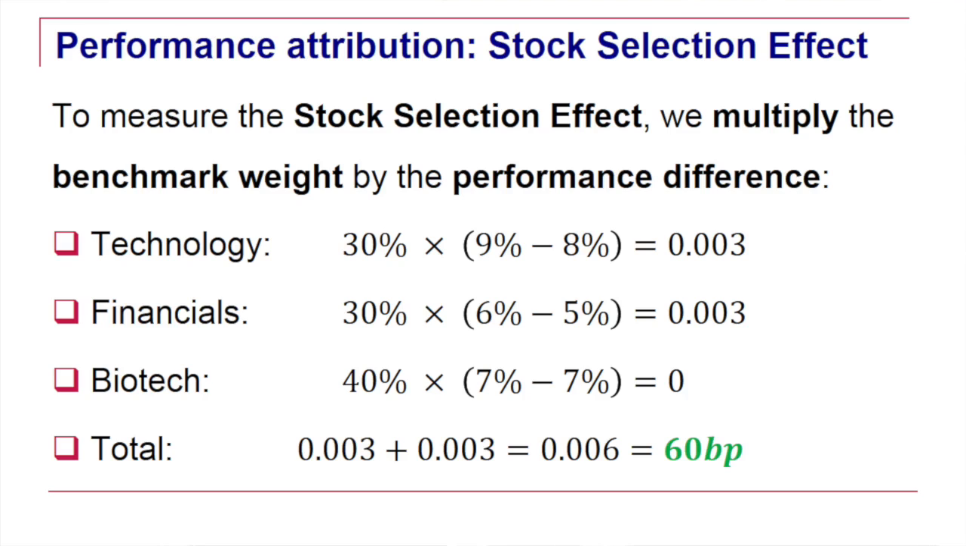We can measure something very similar when looking at the stock selection effect by looking at the benchmark weight multiplied by the performance differences. This time what we're doing is looking at the asset allocation in the benchmark and looking at the excess performance generated by the correct selection of securities within each sector. And to measure that, we just look at the differences in performance between the fund and the benchmark in each of the sectors. For example, in the technology sector, we have an excess return of 1%. In the financials, an excess return of 1%, and in the biotech, no excess return. We weight all these excess returns by the benchmark weight to obtain the overall stock selection effect. In this case, we obtain 60 basis points, a little bit less than 1%, almost 0.5% actually.